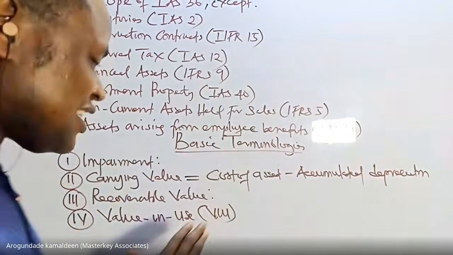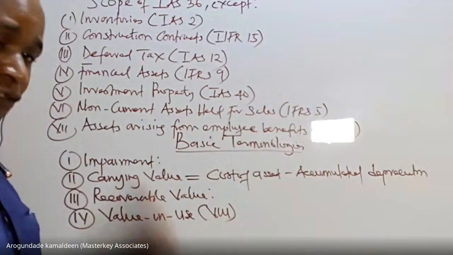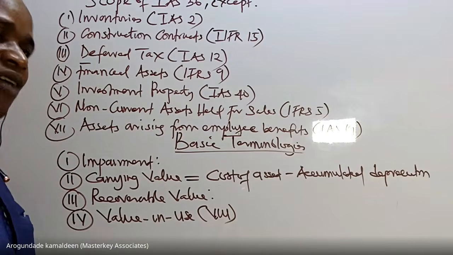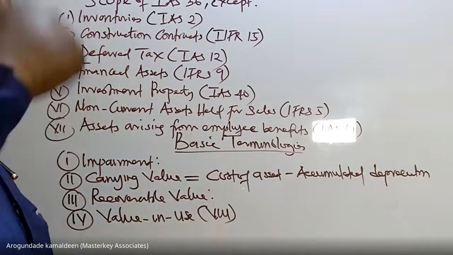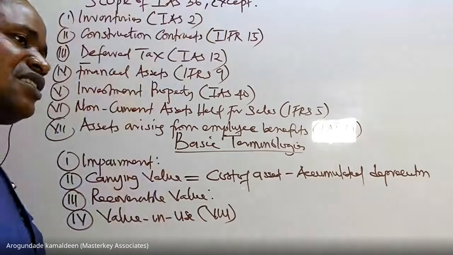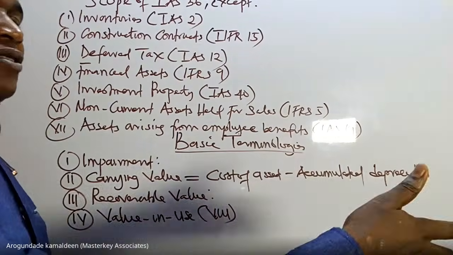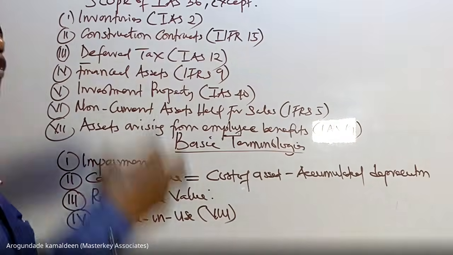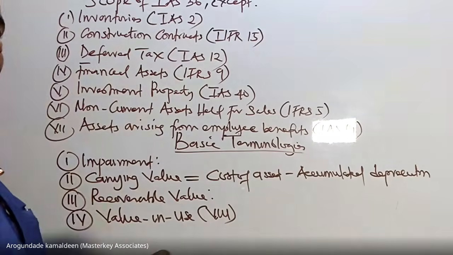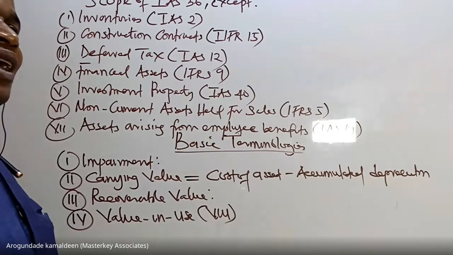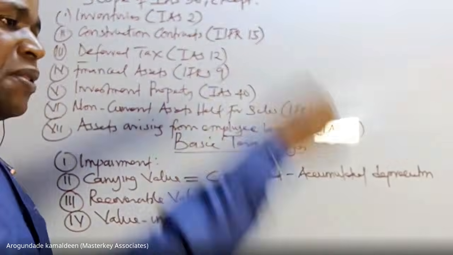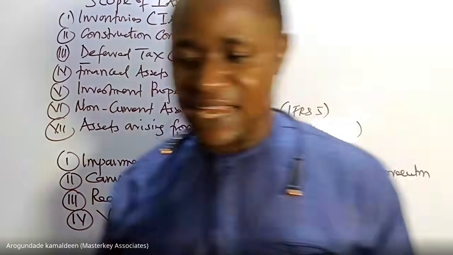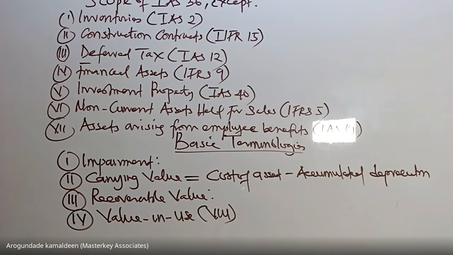Now, this asset has 6 years life remaining. What is the amount we are going to realize if we use this asset for the 6 years? So you are going to determine the total amount in cash you are going to realize as an organization, add it together, and discount it towards present value. That is the value in use.